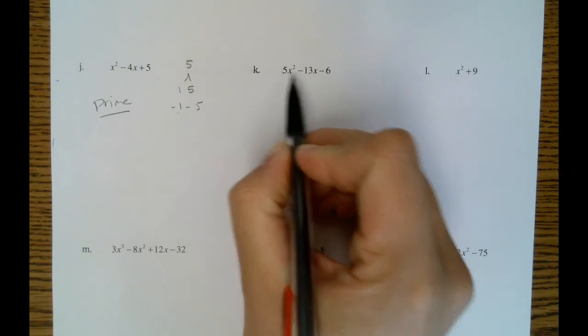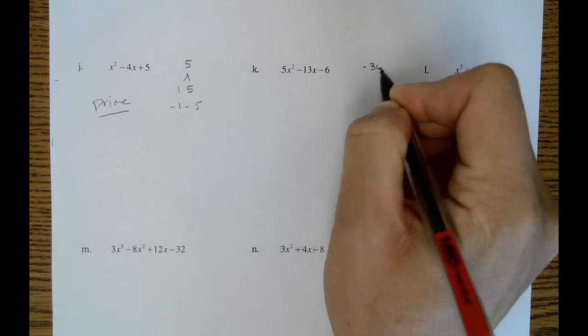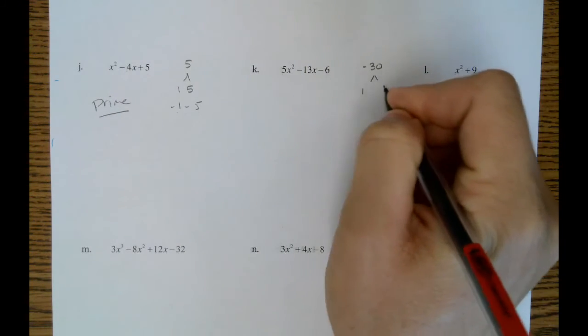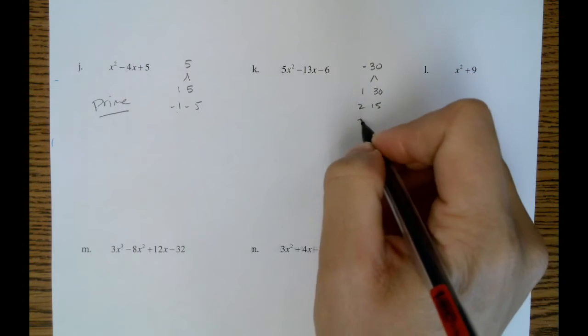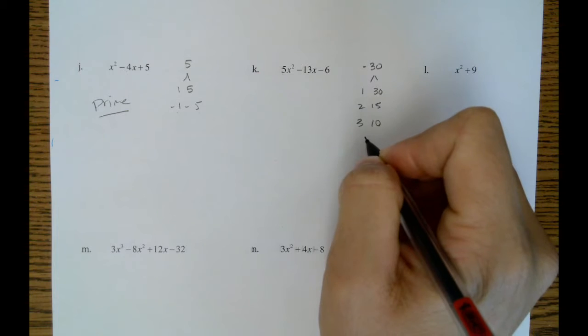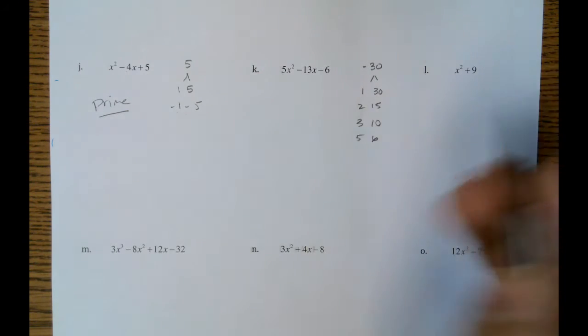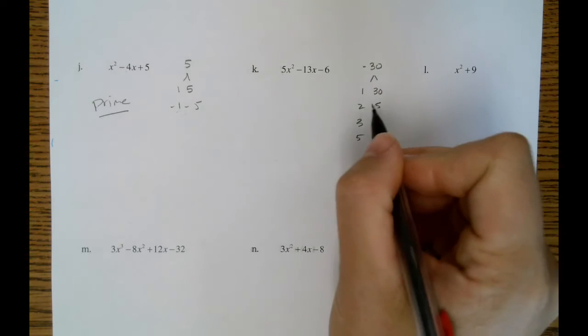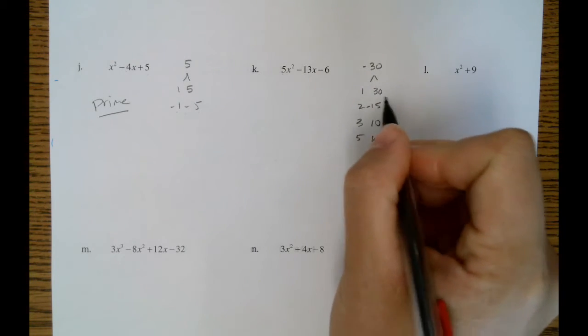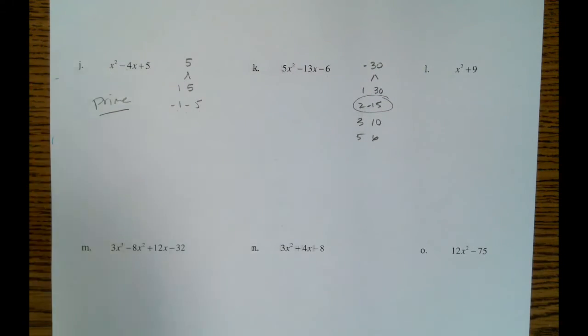We'll go ahead and do split the middle here. 5 times negative 6 is negative 30. 15, 3 and 10, 5 and 6. Okay, we're trying to add to negative 13. So we could do negative 15 and positive 2. That would add to negative 13.